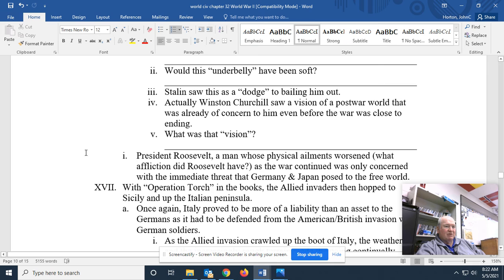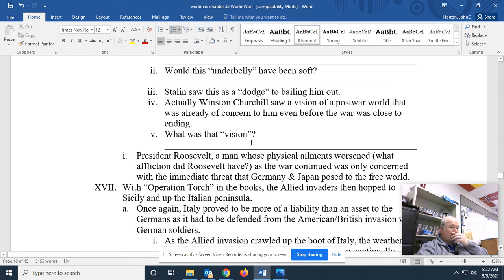Actually, Winston Churchill saw a vision of a post-World War that was already concerning him even before the war was close to ending. And that vision was that the Soviet Union would own half of Europe.